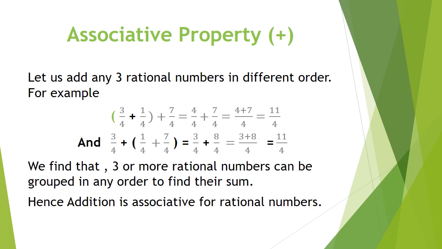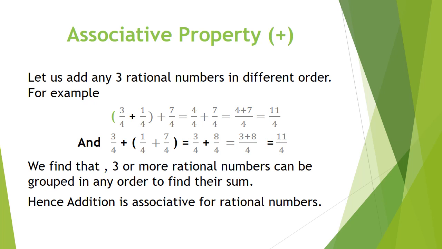On the other hand, now 3 by 4 remains as it is. Firstly, I will do the sum of 1 by 4 and 7 by 4. 1 plus 7 will be 8. Now add 3 by 4 to it, that is 3 by 4 plus 8 by 4. Answer will be 11 by 4.